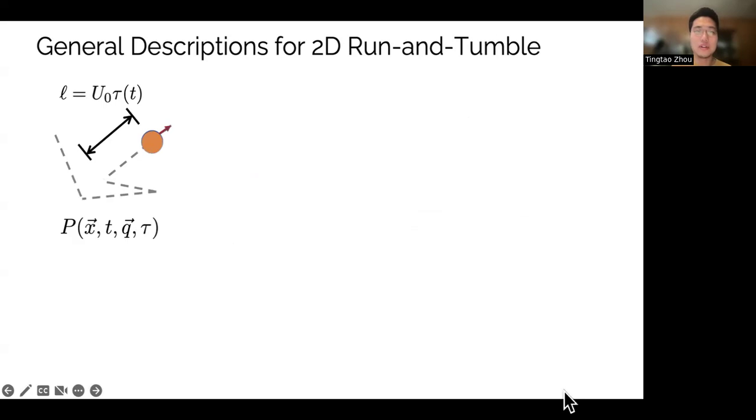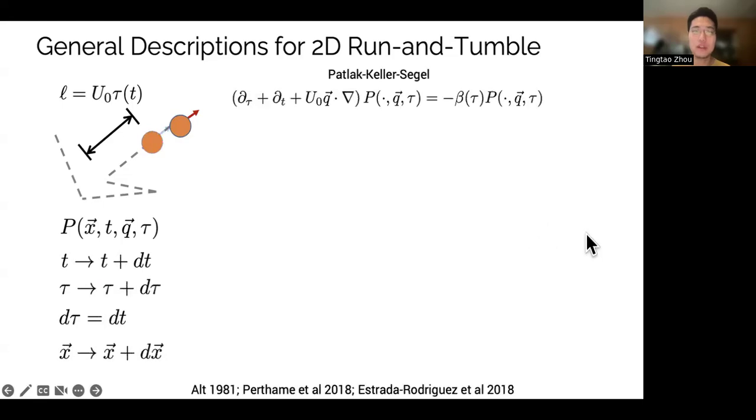So let's consider some general considerations for 2D run-and-tumble particles. We can start from a kinetic equation where we consider the probability distribution in both space and time, but now also in terms of the orientation Q and survival time tau. Tau is the time that it has been going in this direction without turning. And if we do that, then you can write down the kinetic equation, which is a famous equation.